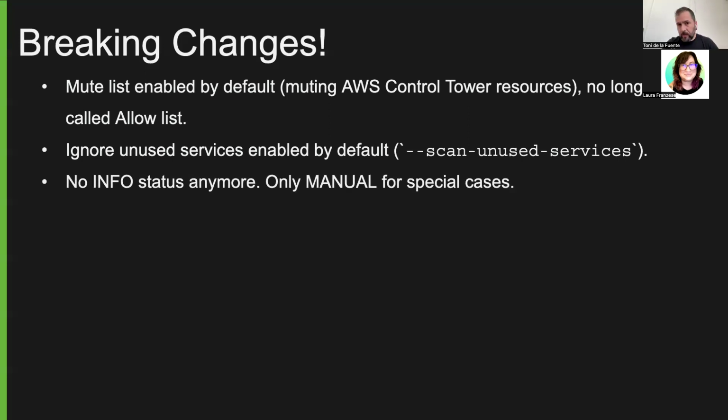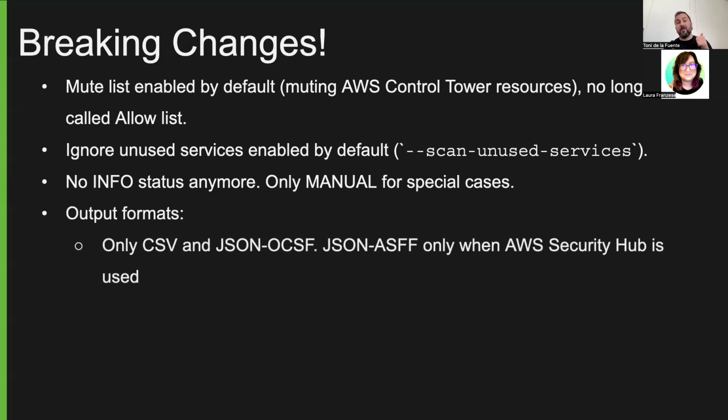No info status anymore, so we only show manual for special cases. Some checks where there is no API or an option, but we don't use that now. And for the output formats, this is where the real breaking changes are. In version 4 we only use CSV, and it's the same CSV for all the providers, which makes it easier to generate reports if you have your own automation. And we have changed those CSVs a little bit, so take a look at the headers, okay?